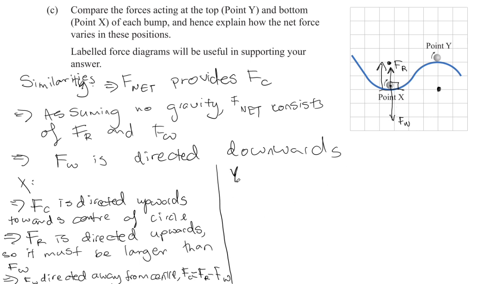Now for Y, we basically write exactly the opposite of these bullet points over here. So we say the centripetal force is directed downwards this time. Here we go, see, it's directed downwards like so. Oh wait, I might want to label this a centrifugal force. Anyway, towards the center of the circle.